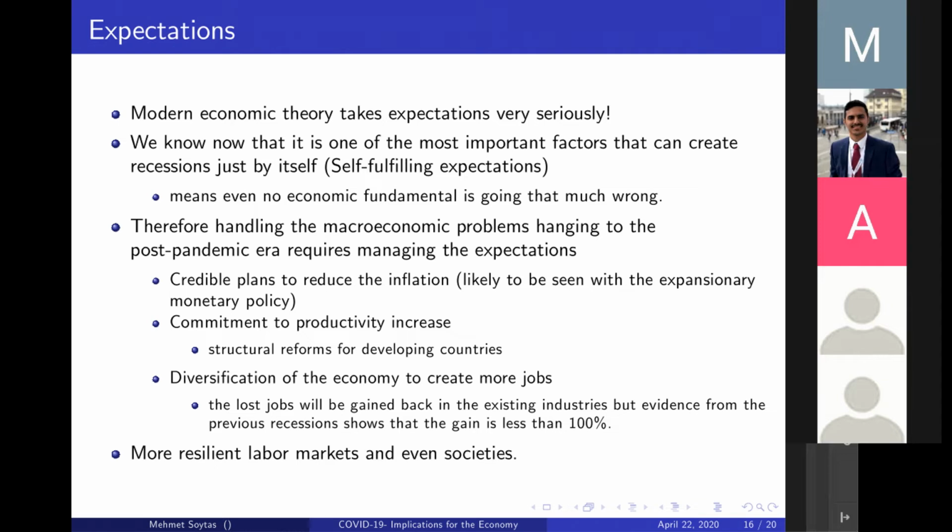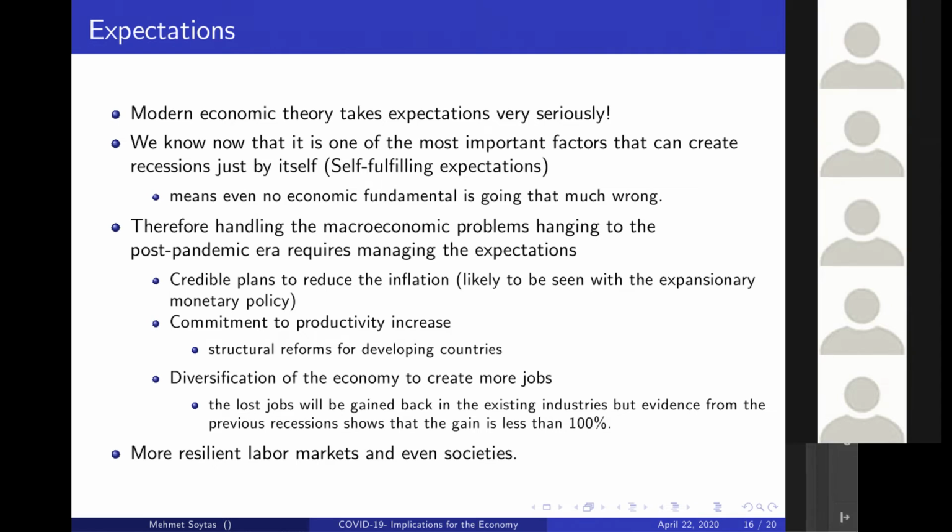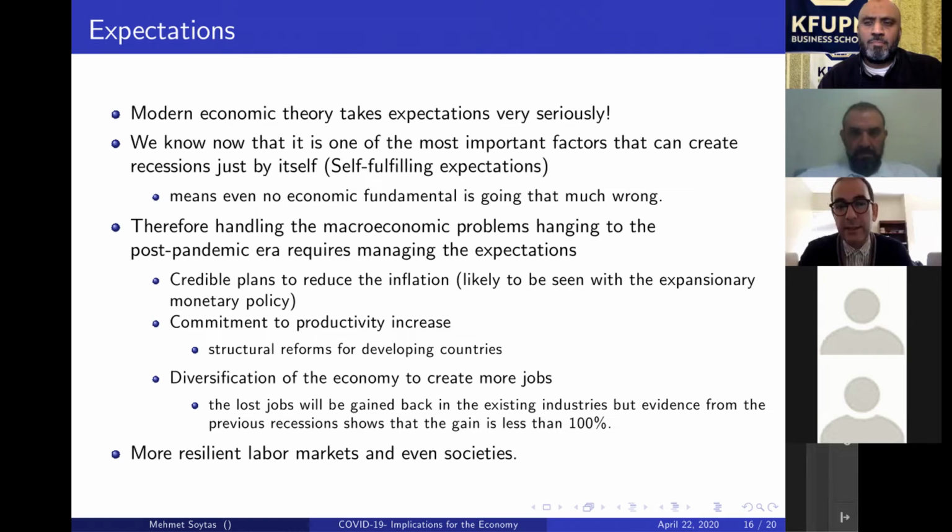Okay, so therefore handling the macroeconomic problems that are hanging over the post-pandemic era will also require governments to develop tools to manage expectations. That will include managing inflation, which is something we are expecting to see because of the expansionary monetary policy. So there should be credible plans communicated to the public on how the central banks will deal with inflation. That is important for decreasing the severity of this recovery after the pandemic.